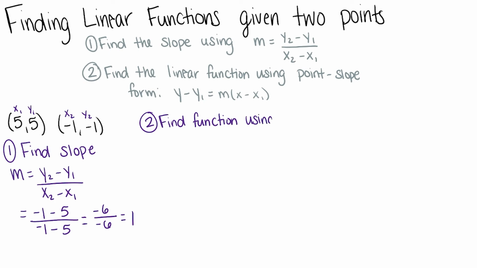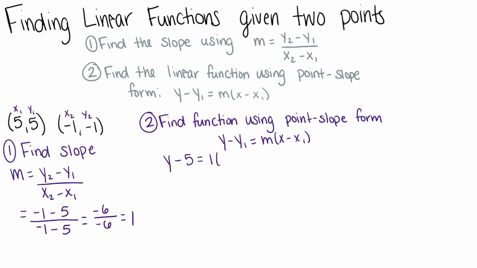So now that we know our slope, we can find our equation for our line using point-slope form, which is y minus y1 equals m times x minus x1. So plugging in our point, we get y minus 5 equals 1 times x minus 5, or y minus negative 1 is equal to 1 times x minus negative 1.